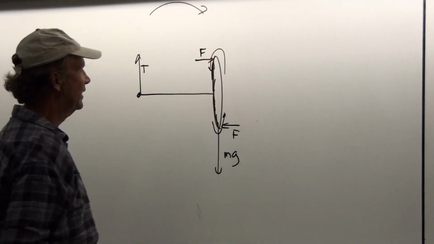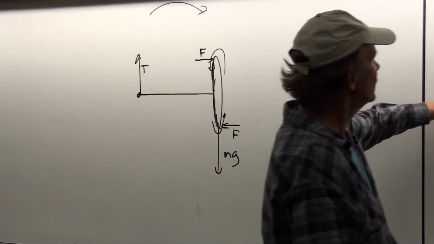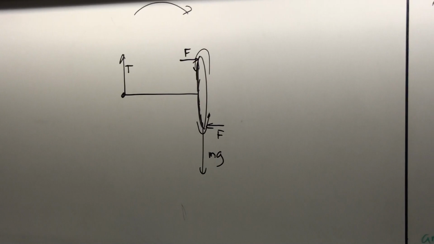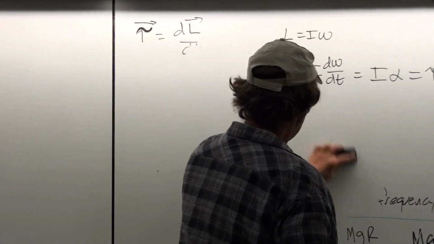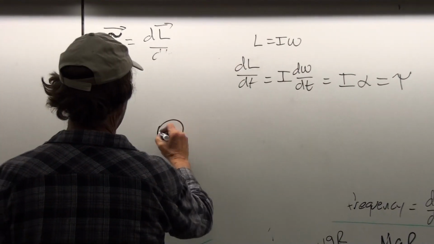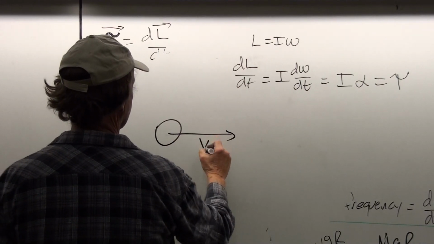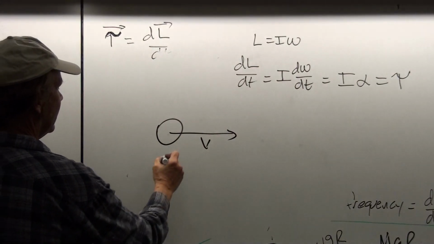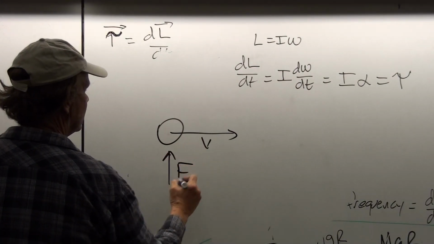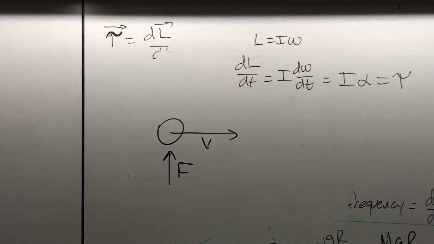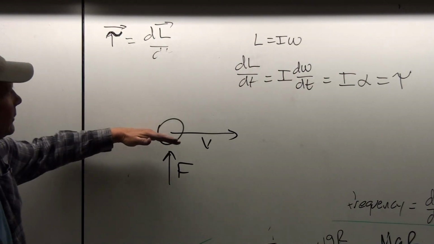This will be the back side. What I want to do is just point out something a little more basic to you. That is what happens when a mass is moving in a straight line with a velocity like that, and I apply a force this way. If I apply a force that way, does the object go straight up?